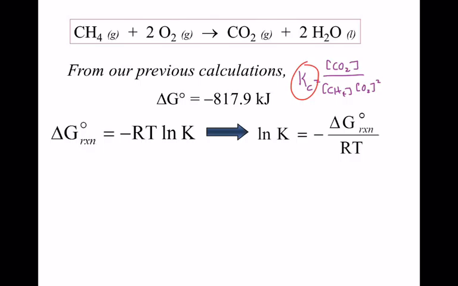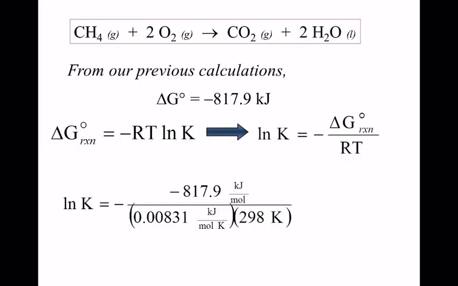Well, if we rearrange this, and we've talked about how natural logs are a pain in the butt. They really are. They're trying to get to that K. We can just begin with, and I'm going to fix it at the end, so just bear with me, I'm going to keep it as natural log of K for now. And we're going to plug in the Gibbs free energy and RT. So Gibbs free energy, negative 817.9 kilojoules per mole. In the denominator, we have R, which is 0.00831 kilojoules per mole Kelvin. And the temperature, we're going to go with 25 degrees Celsius, which is 298 Kelvin.